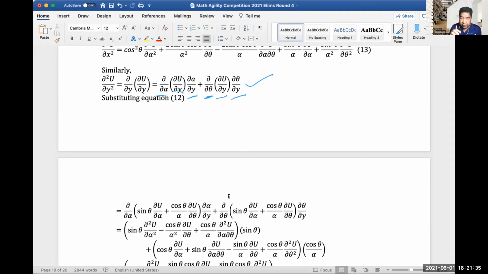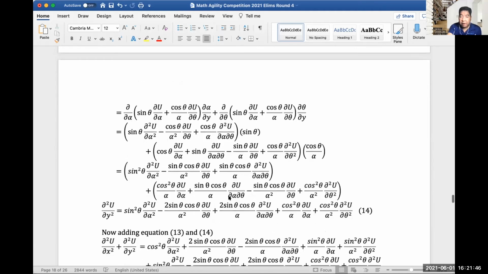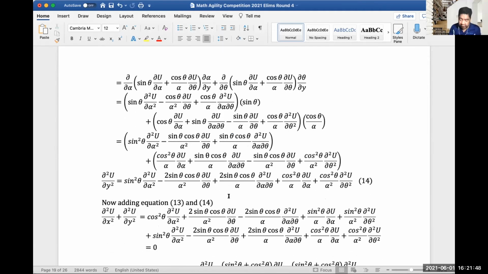So again, if we substitute equation 12 in this equation, we will have our final answer, which is equation 14. So the second partial derivative of u with respect to y would give us this long equation here. Okay.